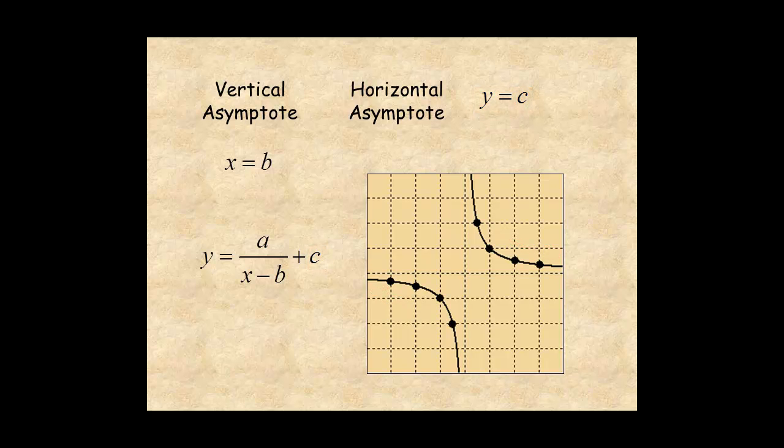Notice the graph of a rational function always has two branches that are not connected. That's because the function is not defined at x equals b, the location of the vertical asymptote. When x is equal to b, the denominator of the function equals 0, and division by 0 is not defined. So there's a gap in the graph and the domain of the function, which is called a discontinuity.